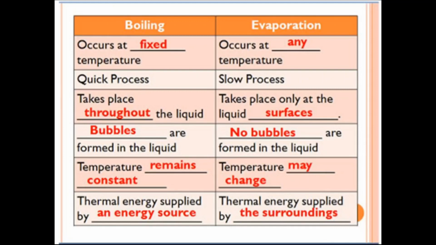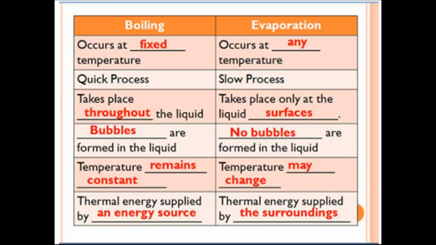Boiling is a quick process, meanwhile evaporation is a slow process. Boiling takes place anywhere throughout the liquid, meanwhile evaporation takes place only at the surface of the liquid. In boiling, bubbles are formed in the liquid, meanwhile in evaporation, no bubbles are formed. For boiling, the temperature remains constant, and for evaporation, the temperature may change. In particular, the temperature lowers. Important thing to note again, remember, evaporation is a cooling process.